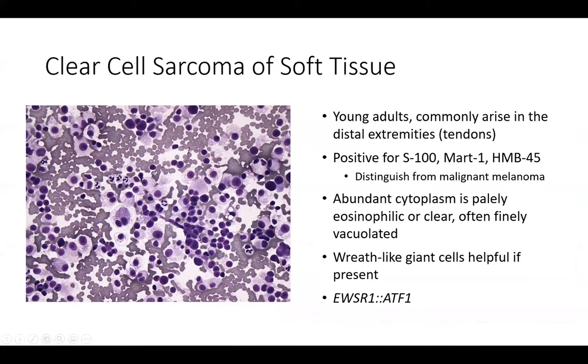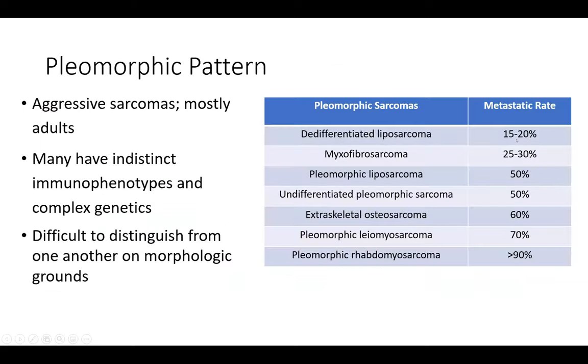Again, an epithelioid pattern of loosely dispersed epithelioid cells, oftentimes binucleated. Particularly in clear cell sarcoma, you will often see palely eosinophilic or cleared vacuolated cytoplasm. If present, wreath-like giant cells can help support the diagnosis, but they're often not apparent in smears and not pictured in this representative photograph. These also have EWSR1 fusions, in these cases usually to the ATF1 fusion partner.